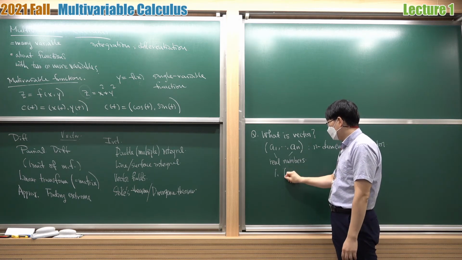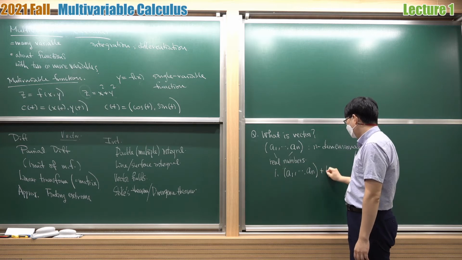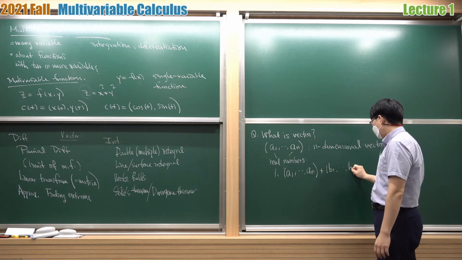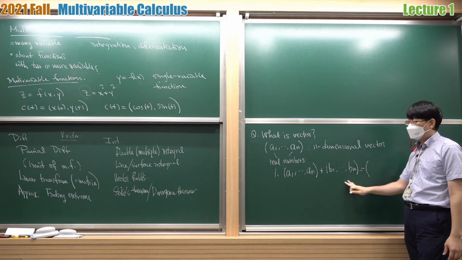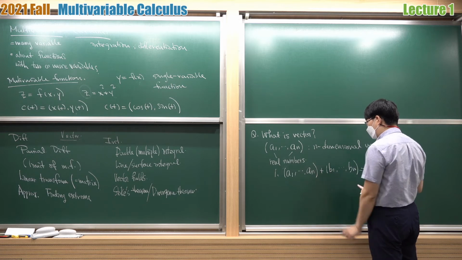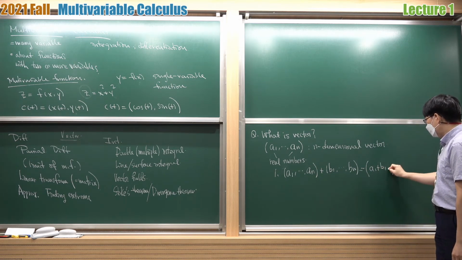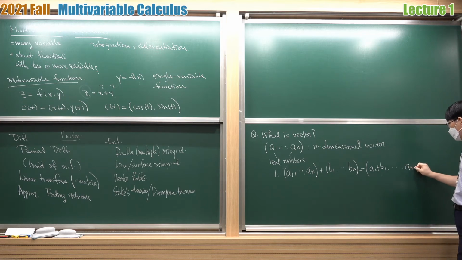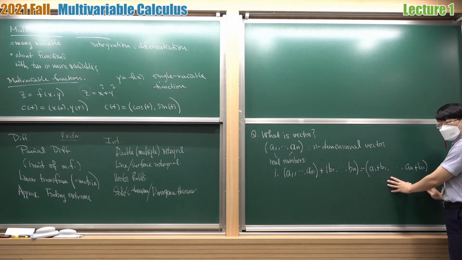So first, if you have two vectors, you can add them together. How you add two vectors is by adding component-wise: A1 plus B1 is the first component, and so on, and AN plus BN is the last component. Once you add these two vectors, you get a new vector. Okay?